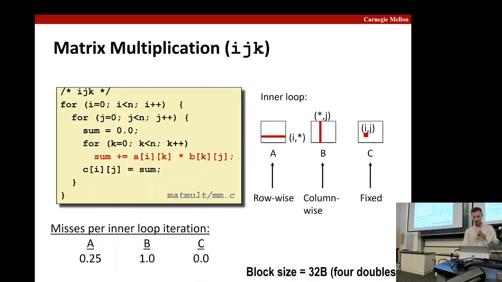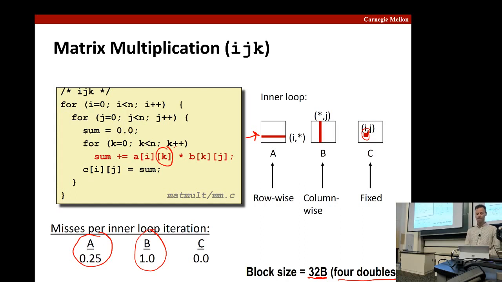Okay, so what does this look like? If we look at the A loop, this is the index that's changing, so we are going row-wise in A. And so, if a block size is 32, so it holds 4 doubles, then it's 1 over 4, or the miss rate is 0.25 in that case. B, we're accessing the wrong direction, so it's a 1, and C is just basically sitting in the register, so this item of C in this inner loop has no cache misses whatsoever.